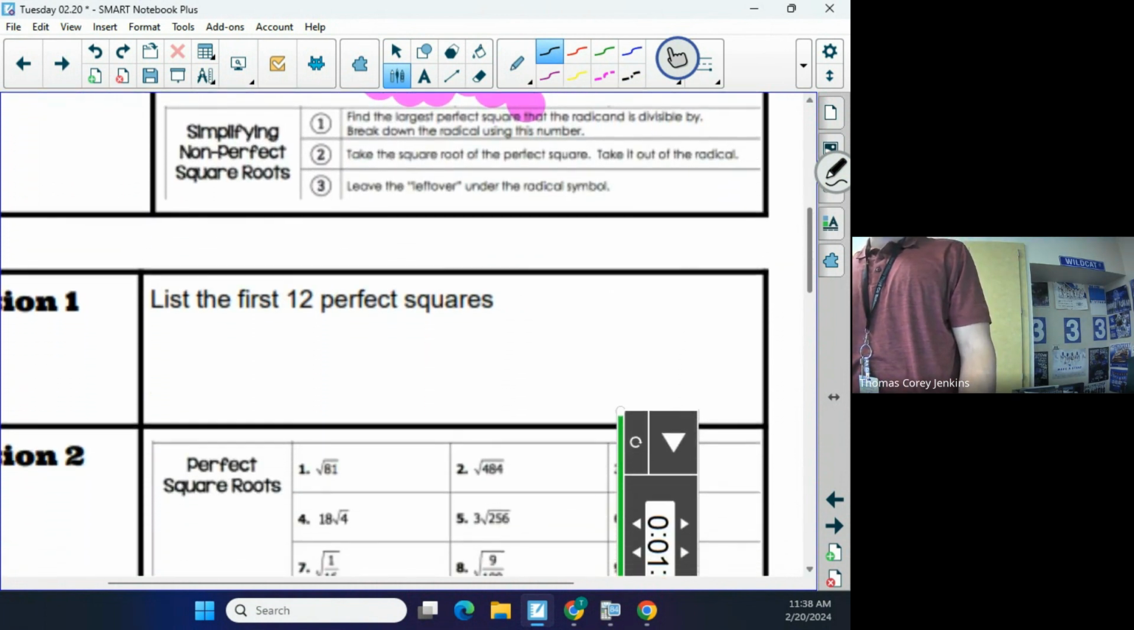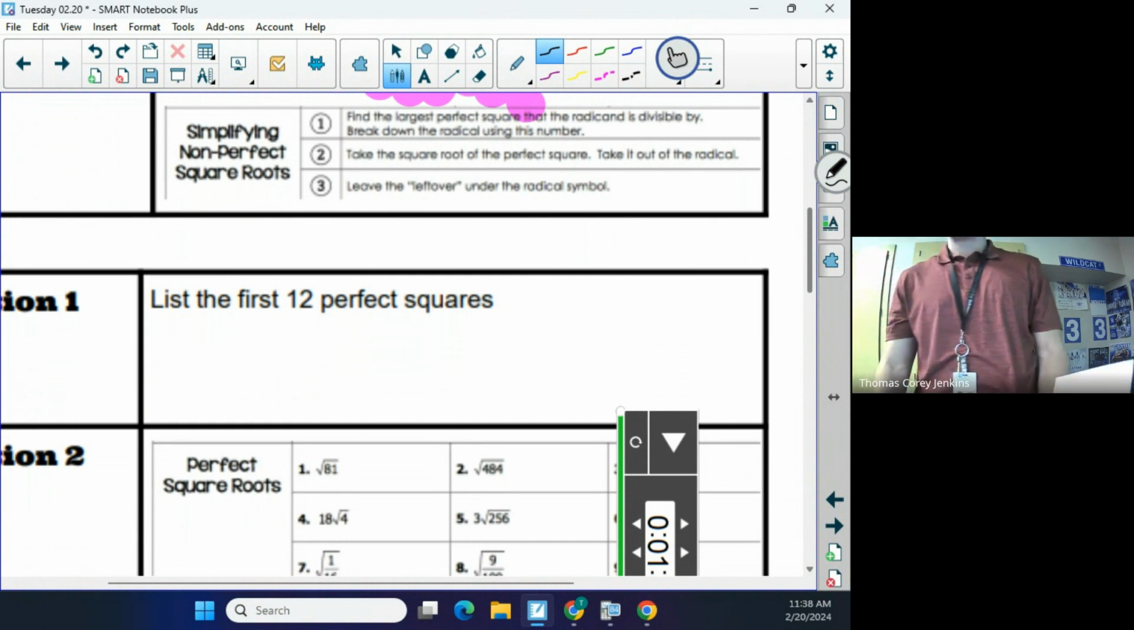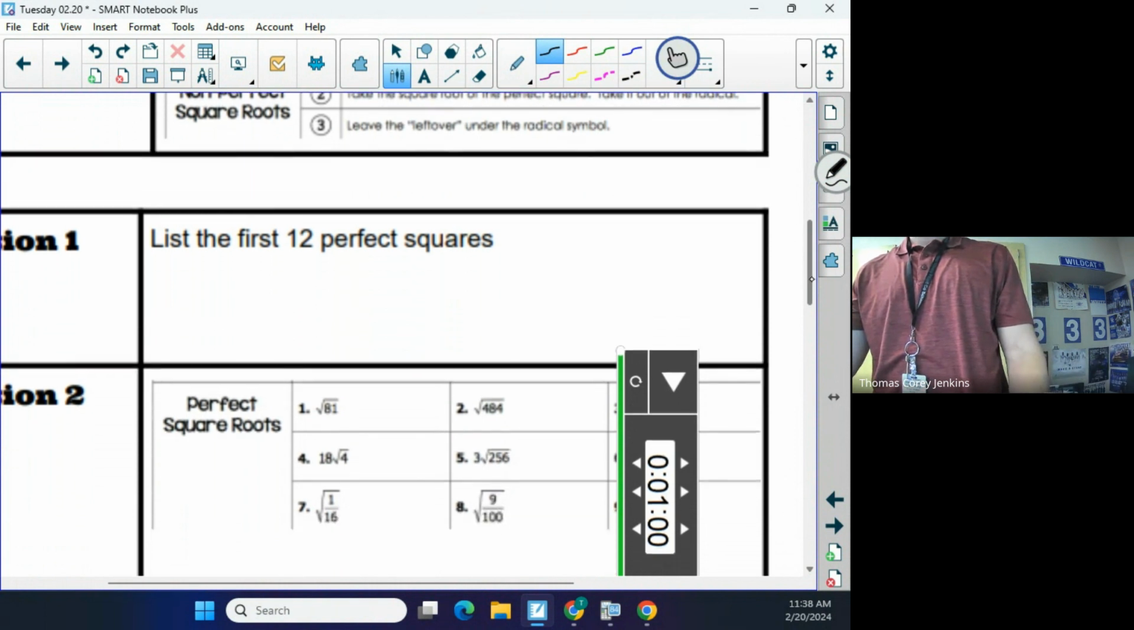So simplifying non-perfect squares, and then we'll get started. Actually, we'll just ignore that and get started.